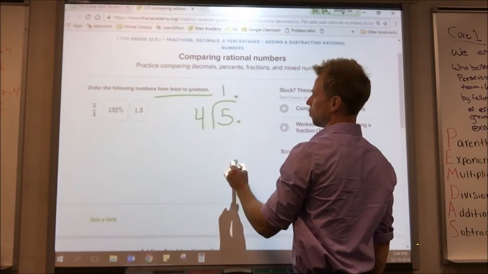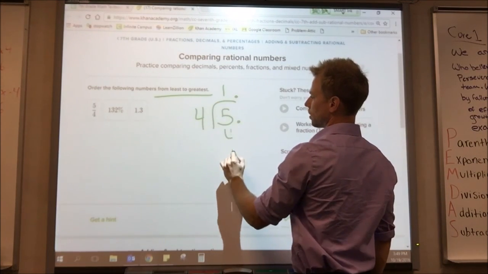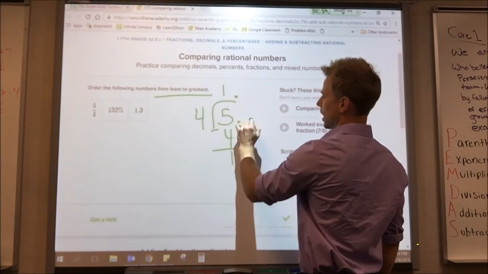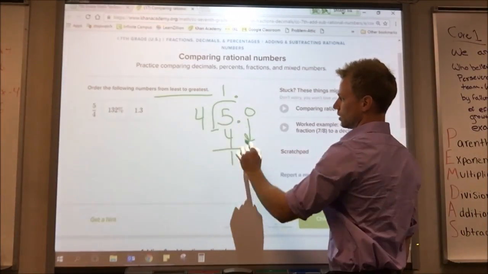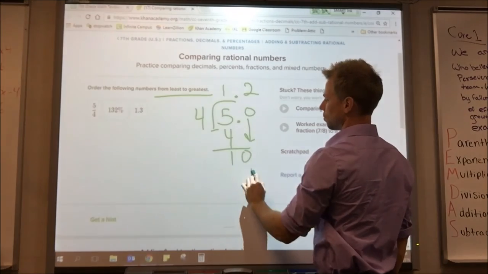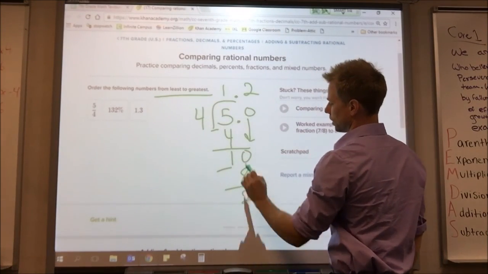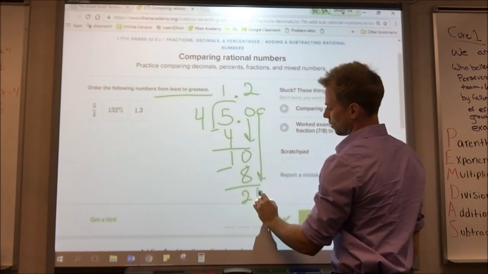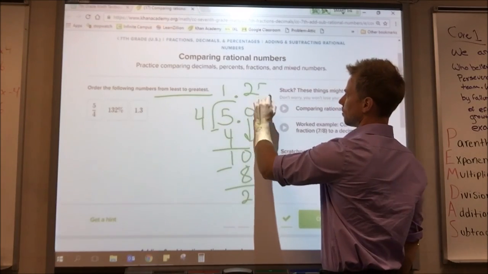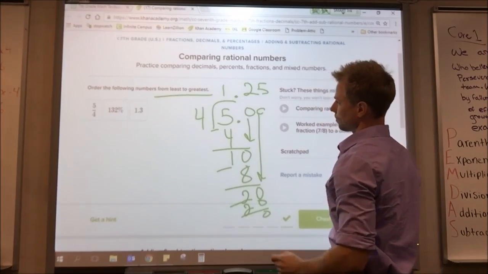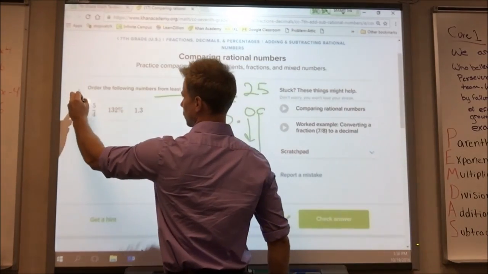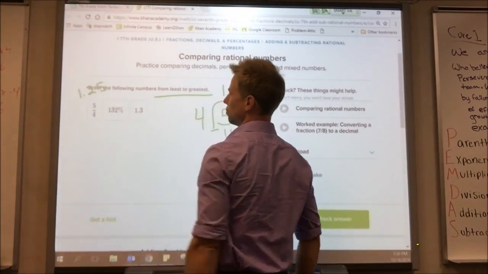4 goes into 5 once. 1 times 4 is 4. Subtract, I get 1. Bring down a 0. 4 goes into 10 twice. 2 times 4 is 8. Subtract, we get 2. Bring down another 0. 4 goes into 20 5 times. 5 times 4 is 20. We get 0, so 5/4 is 1.25.